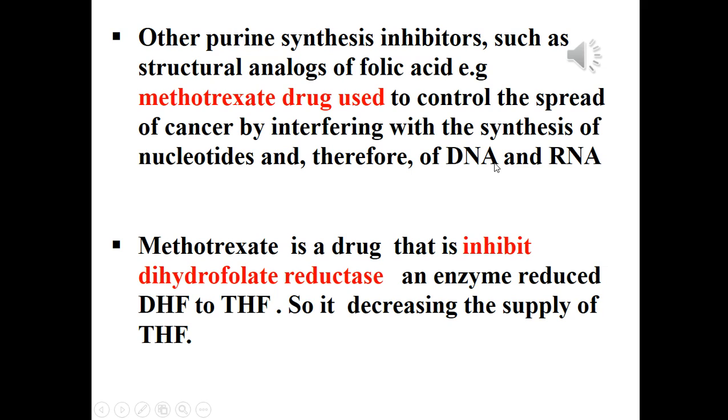Other purine synthesis inhibitors, such as structural analogs of folic acid. For example, methotrexate drug used to control the spread of cancer by interfering with the synthesis of nucleotides and therefore interfere with the synthesis of DNA and RNA. Methotrexate is a drug that inhibits dihydrofolate reductase, an enzyme that reduces dihydrofolate to tetrahydrofolate. So it decreases the supply of tetrahydrofolate.